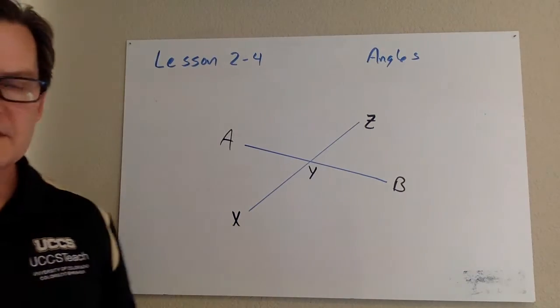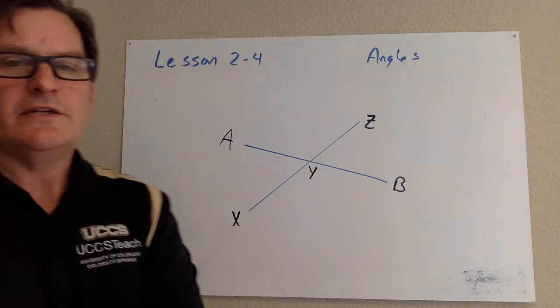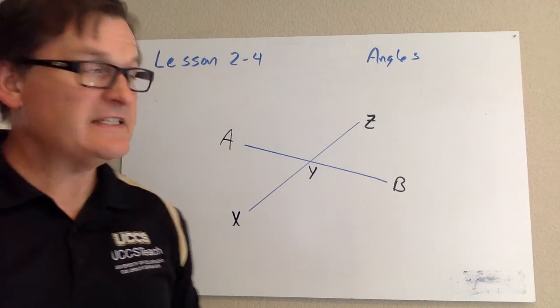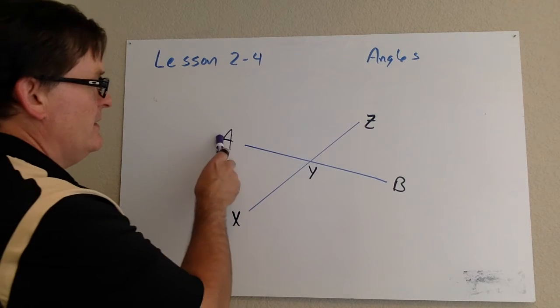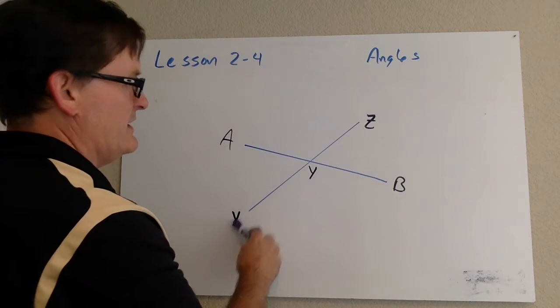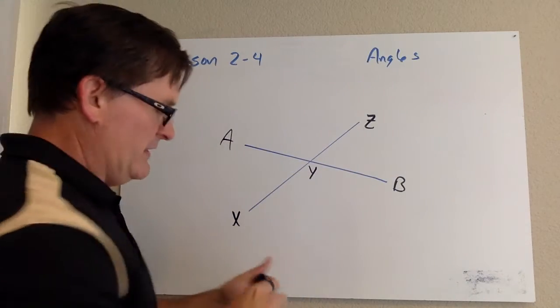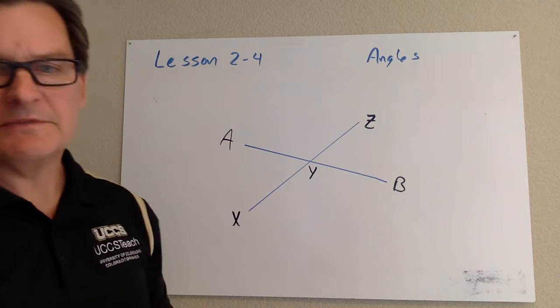Okay, we're continuing our study of angles. If you're following the applied geometry sequence, this is lesson 2-4. What we have are a set of intersecting lines. We've looked at this scenario in a past video, but the line AB intersects the line XZ. We've named the point where they intersect in the middle so that we can name the angles, and the angle naming mechanism comes into play here.